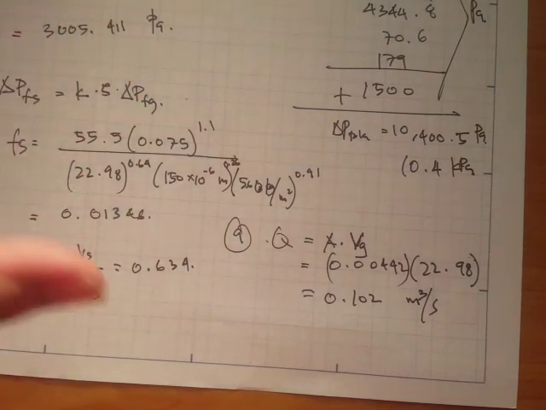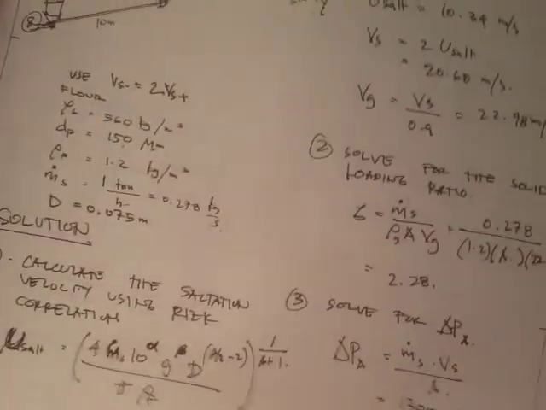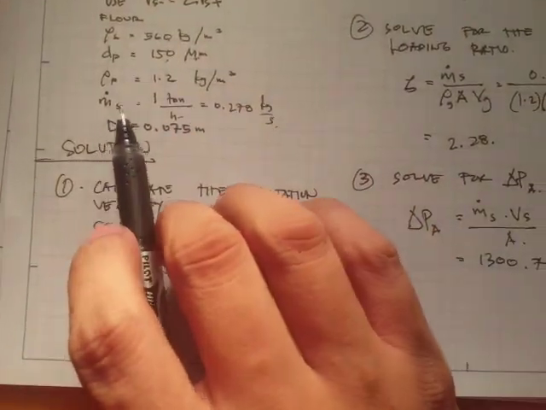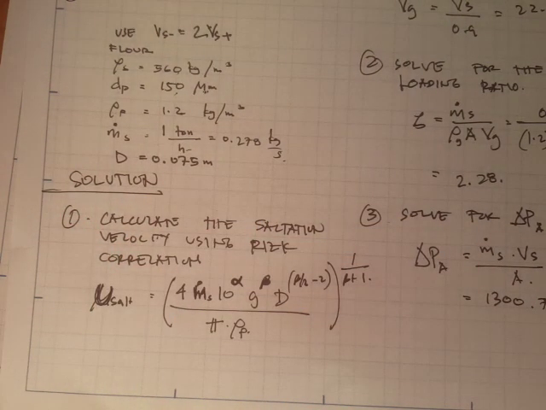But the point here is, once you have all the data, for example, once you have the diameter, the solid loading ratio, and then the particle diameter, then you can now solve for the pressure drops. So once you have the pressure drops and you can obtain the flow rates, then you can select your fans.